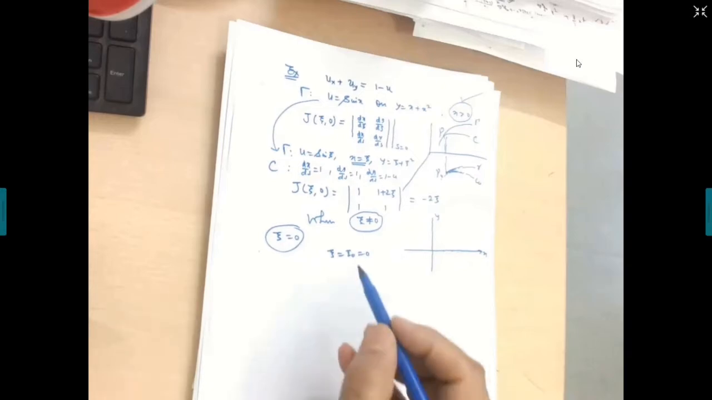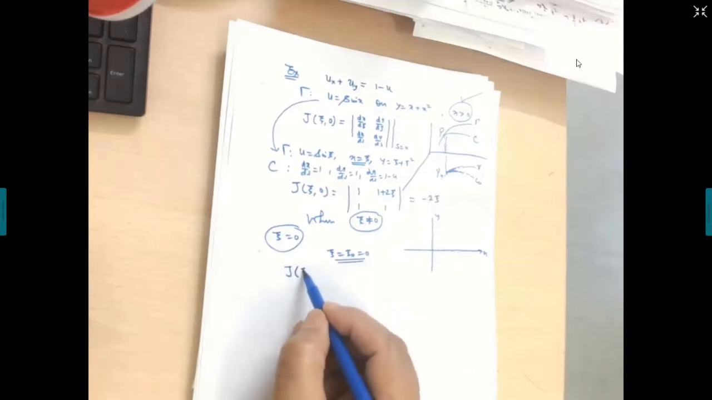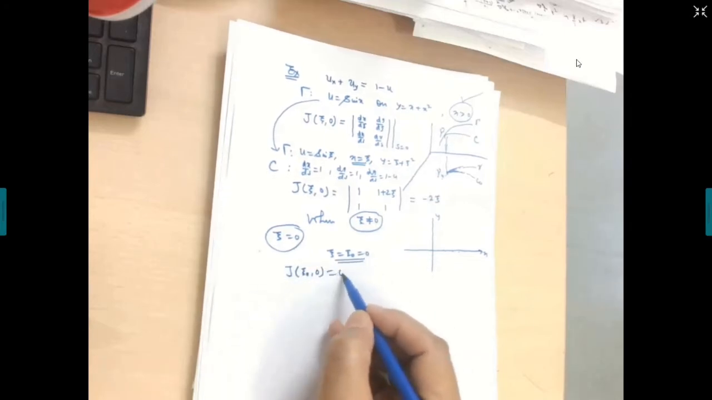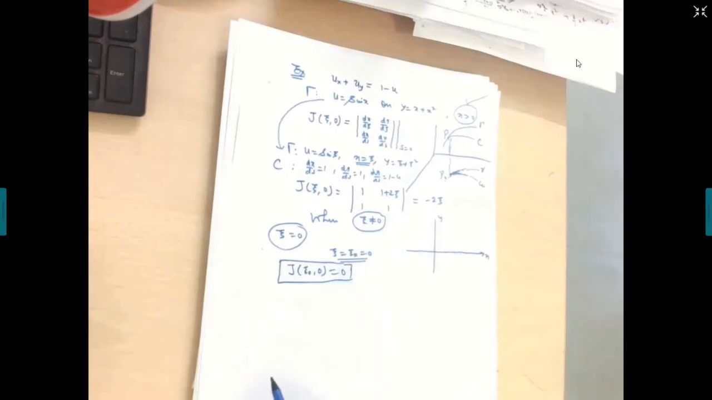All right. So I would like to know what happens to xi. It is very clear that J at xi naught is 0. What next am I supposed to look for? Please tell me.